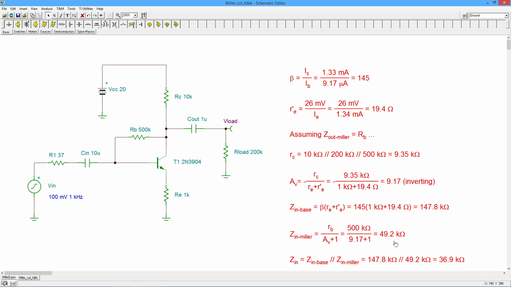Now, I kind of like this. I designed this circuit so that the Zin-Miller was the smaller piece, so it had a bigger impact on the end result. You put those two things in parallel and you can see that it's really the Zin-Miller that's the controlling factor. We get 36.9K, virtually 37K. All right, so that's what the prediction is. We get 37K ohms because of the Zin-Miller on the RB over here, right? The Zin base is way bigger, like three times the value of the Zin-Miller. So it's the Zin-Miller that really plays a major role. And if we had a higher gain, that Zin-Miller would be even smaller.